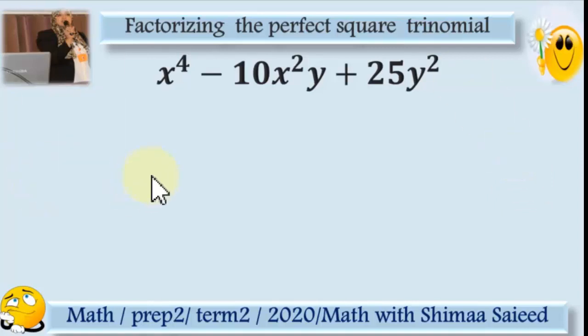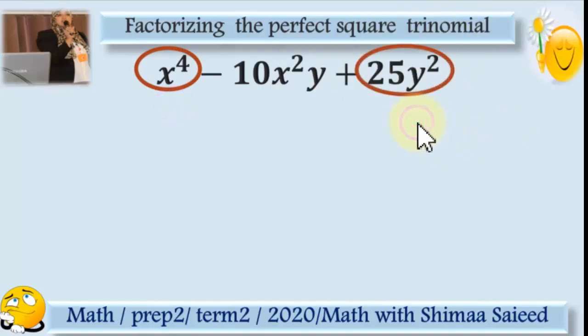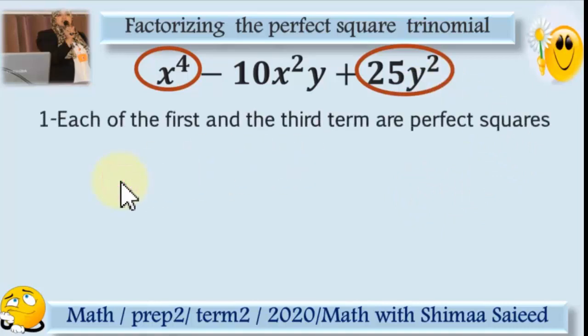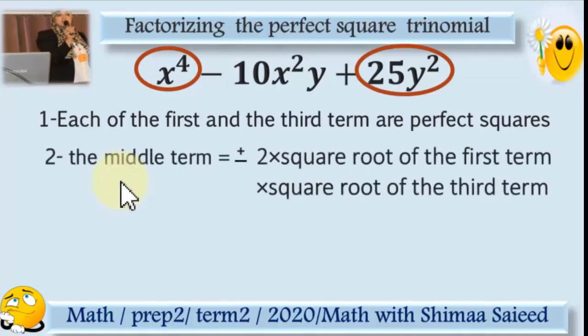This is a trinomial. Look at the first term here. The first term is a perfect square, and the third term is also a perfect square. But the middle term is the root of the first term times the root of the third term times 2. So, in the perfect square trinomial, each of the first and the third terms are perfect squares, and the middle term equals positive or negative square root of the first term times square root of the third term. This is a perfect square.